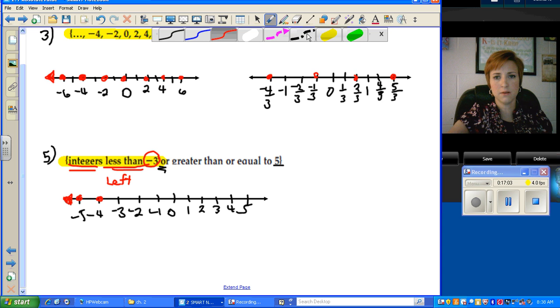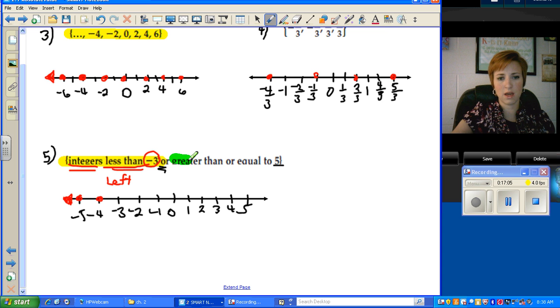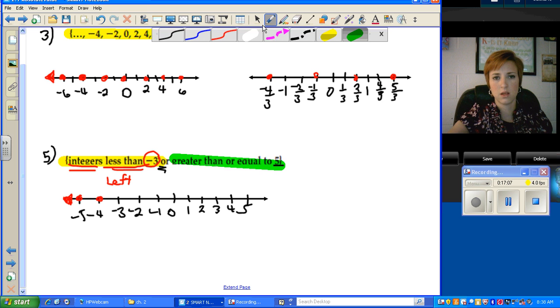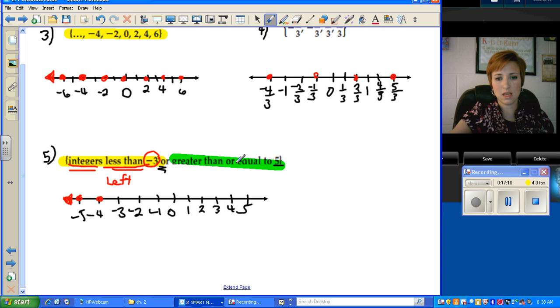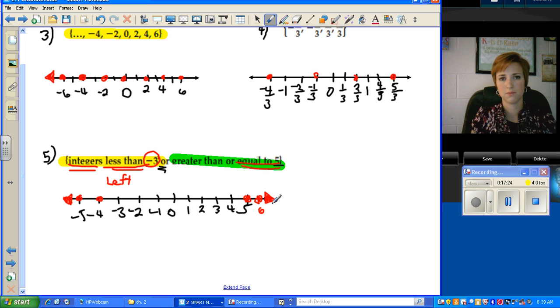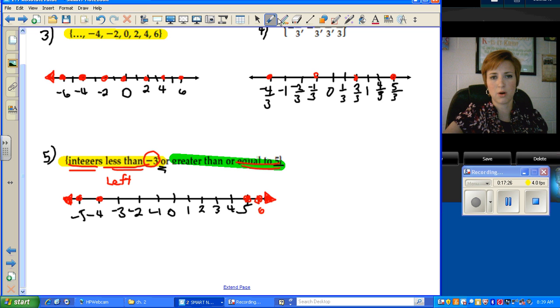And over here, it says greater than or equal to 5. So this time it says equal to 5, so I do include 5. And it says greater than, so if I made a 6 here, I would include 6. I also have to shade in this arrow to show it wants everything greater than 5, everything bigger than 5. So these are the number line problems.